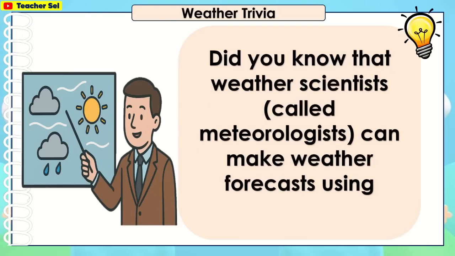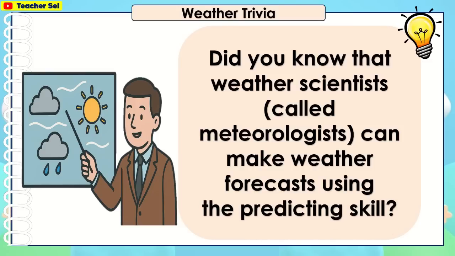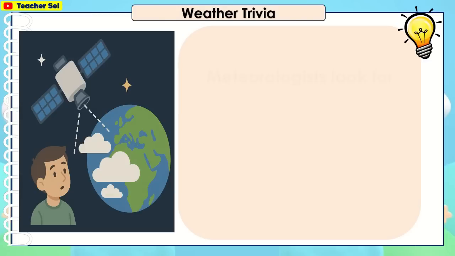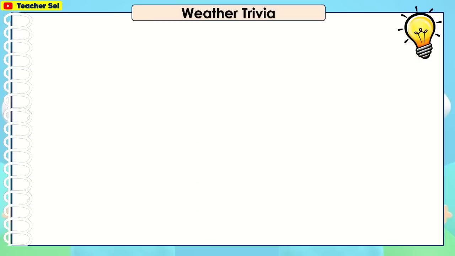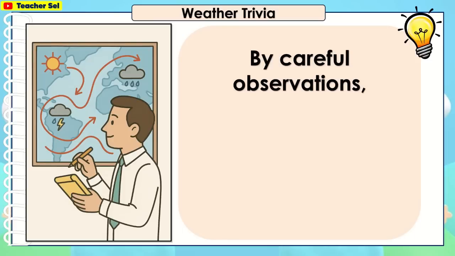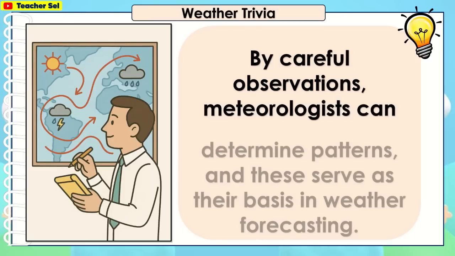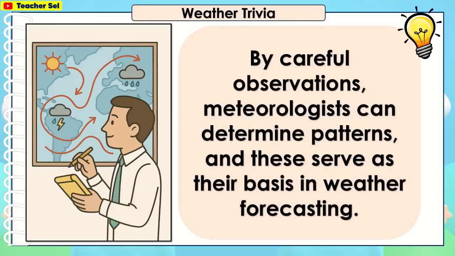Did you know that weather scientists, called meteorologists, can make weather forecasts using the predicting skill? Meteorologists look for patterns in the atmosphere using science equipment, one of which is a satellite, which takes pictures of Earth's cloud formations every hour. PAGASA. By careful observations, meteorologists can determine patterns, and these serve as their basis in weather forecasting.